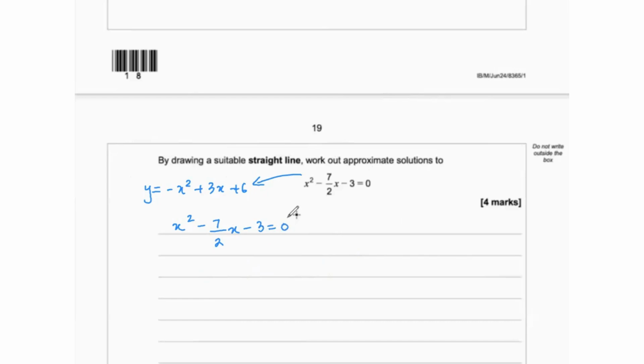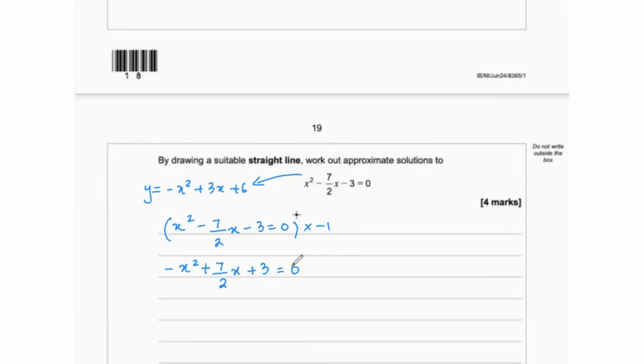So first thing, if you notice, the signs are opposite. x squared is positive over here and negative over there. The x term is negative over here and positive over there, and same for the constant. So to begin with, we're going to multiply this by negative 1. So that's going to be negative x squared plus 7 over 2 x plus 3 equals 0.